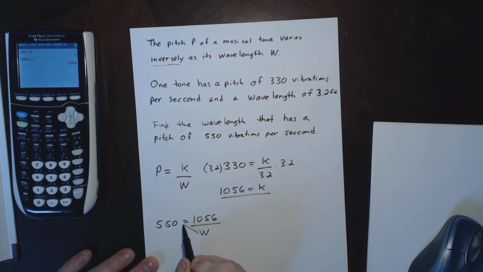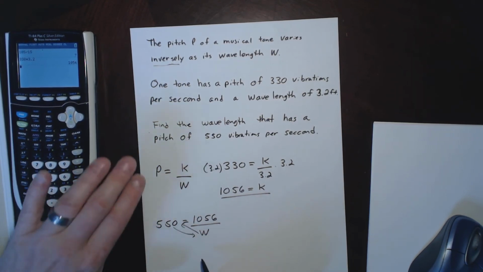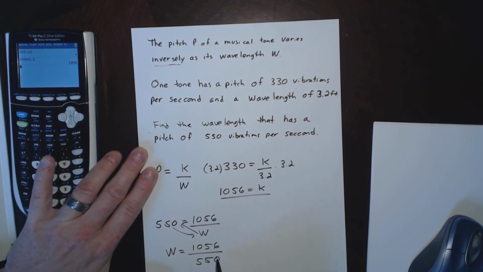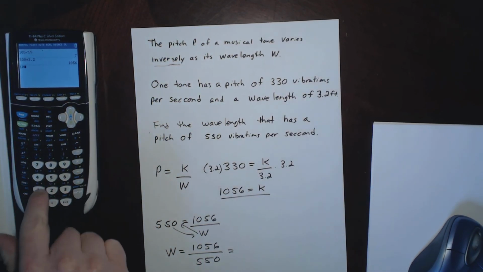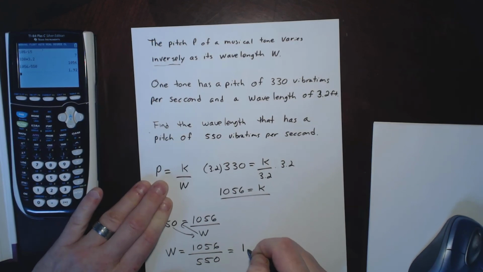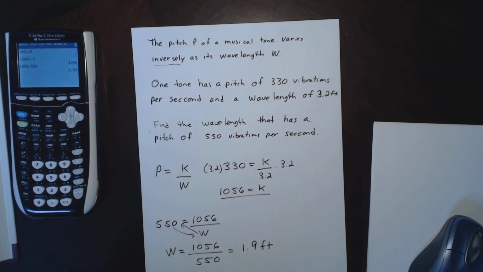I'm going to bring W up here, and I'm going to bring 550 down here. Using some algebra skills, I'm going to get W is equal to 1056 divided by 550, and that gives me 1.9 feet, and that is the wavelength.